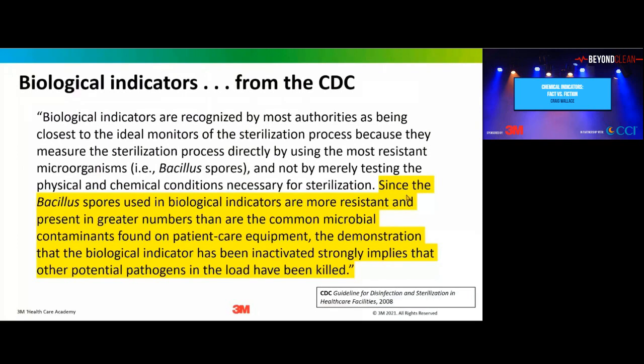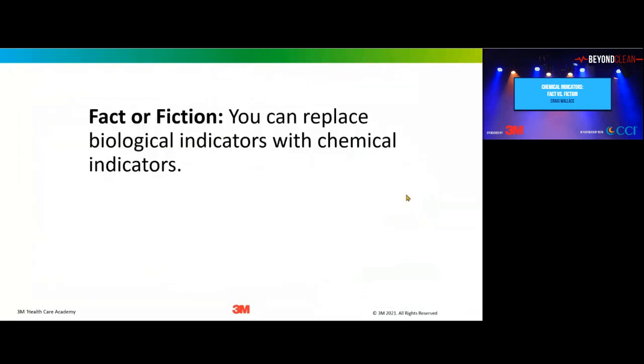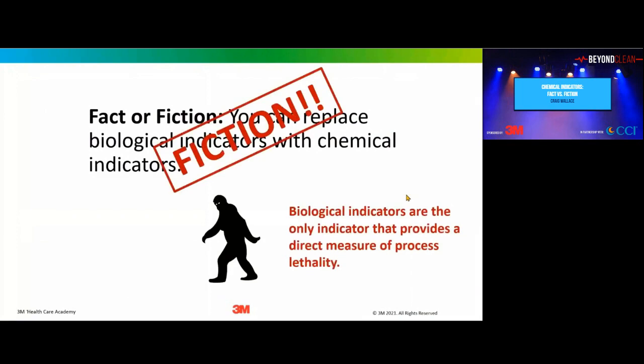And then the demonstration that the biological indicator has been inactivated strongly implies that the potential pathogens in the load have been killed. So if the BI is dead, if the process is good enough to kill the BI, the process is good enough to have killed anything that's left on the instruments. So we'll come back to this. Fact or fiction? You can replace BIs with chemical indicators, and that is fiction. I think we've learned that biological indicators are the only indicator that actually provides a direct measurement of lethality.